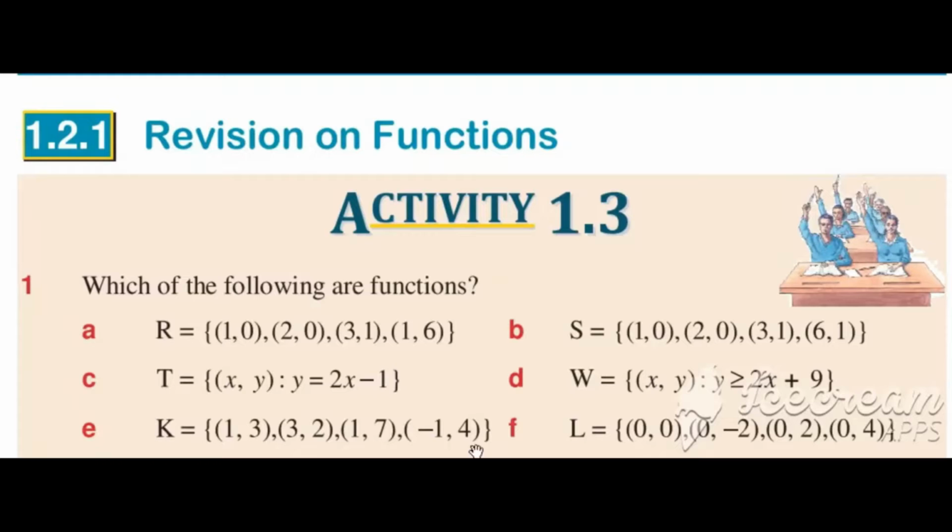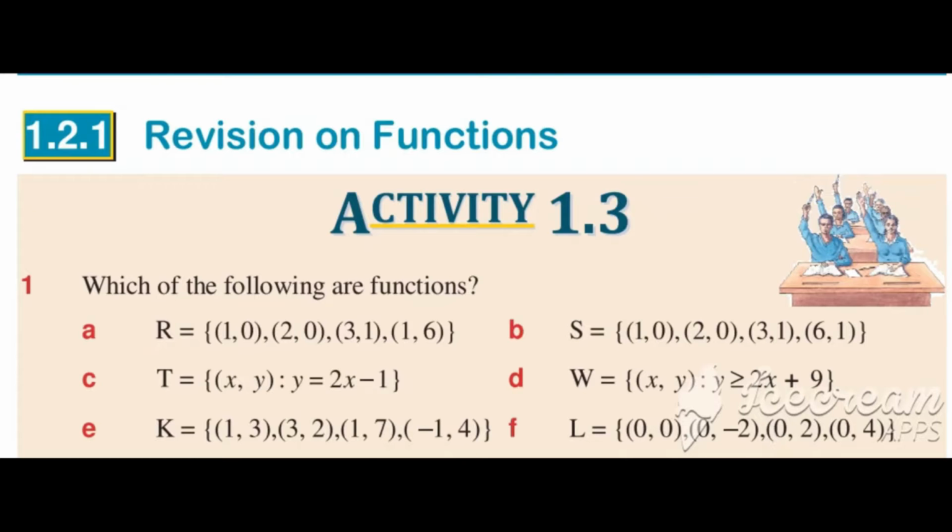Then let us see K: (1,3), (3,2), (1,7). In this, (1,3) and (1,7), the first coordinates of these two distinct ordered pairs of relation K, 1, is repeated more than once, therefore it cannot be a function. When we see L: (0,0), (0,-2), (0,2), (0,4), therefore it cannot be a function.